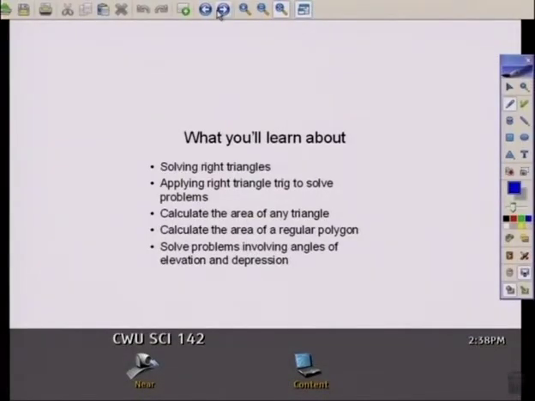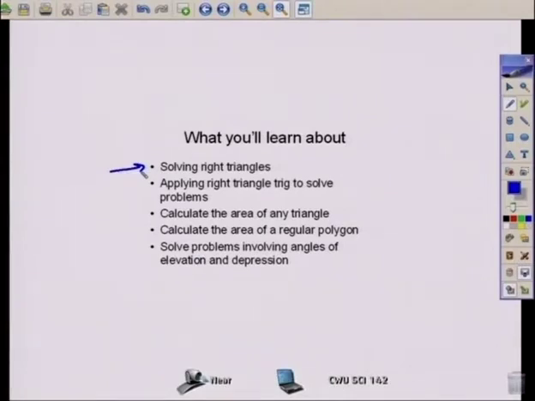We're going to talk about solving right triangles. That is, given an angle and one side, can we find other sides within that triangle? We're going to apply what we know about trigonometry to solve some real-world problems. We're also going to look at how we can calculate the area of any triangle, calculate the area of any regular polygon by breaking it down into triangles, and solve real-world problems involving angles of elevation and angles of depression. Again, we're primarily dealing with right triangles today.